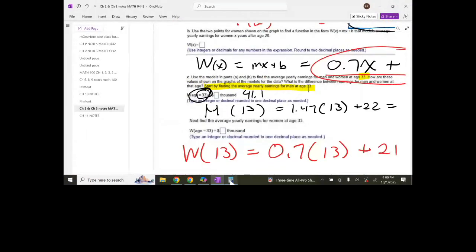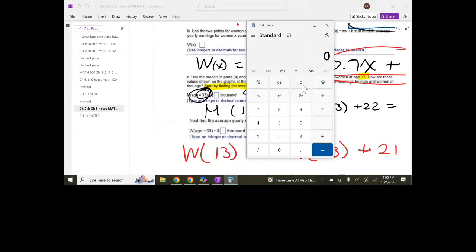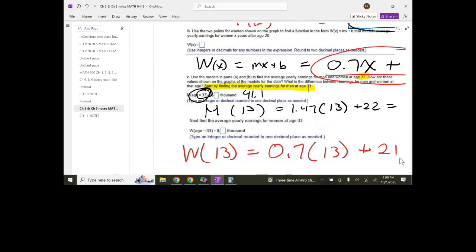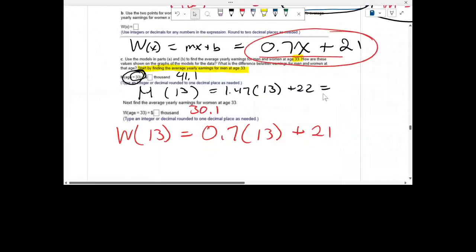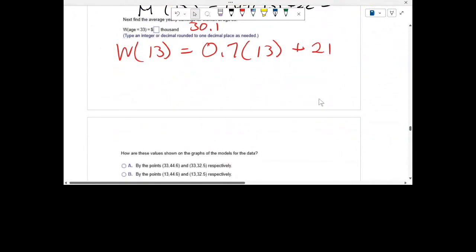All right, let's take our calculator again. 0.7 times 13, and we're going to add 21. And I'm coming up with 30.1. So now we got 30.1 thousand. Again, that means $30,100. All right, let's take a look.